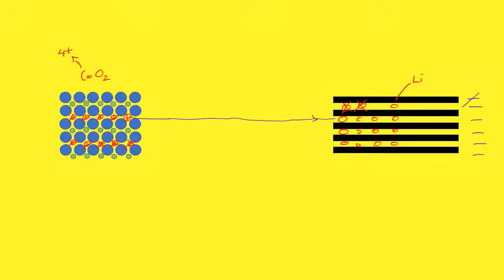Okay, so that's discharging, and I won't write the half reactions down. They're just the opposite of the reactions we wrote down on the previous slide for discharge. So there we have it. Hopefully that's been clear.